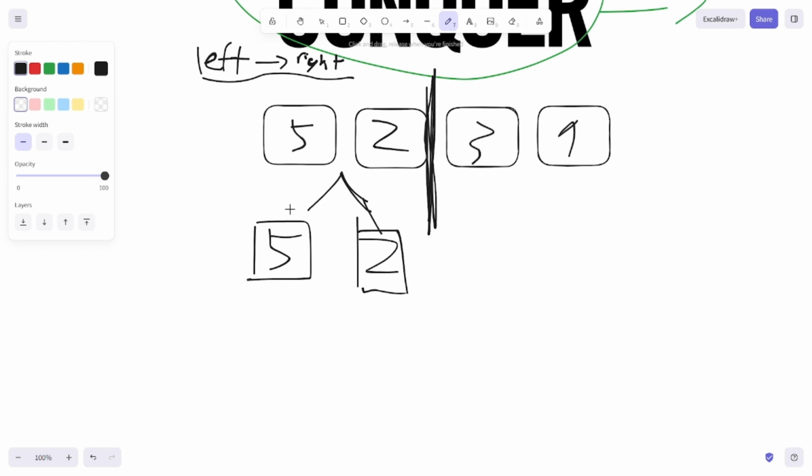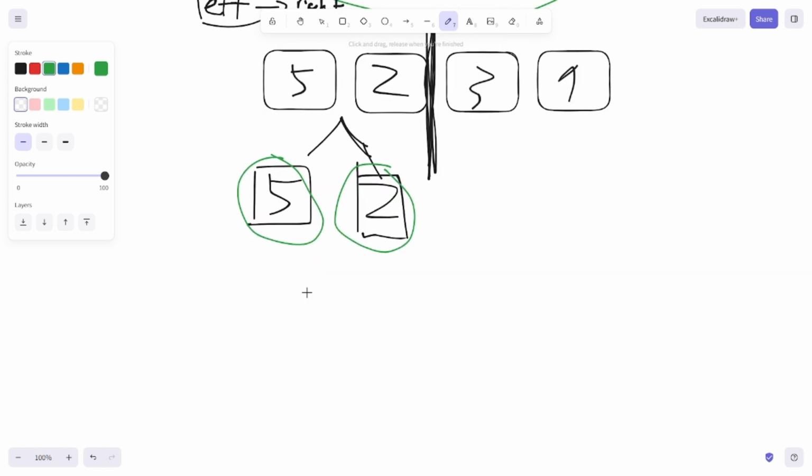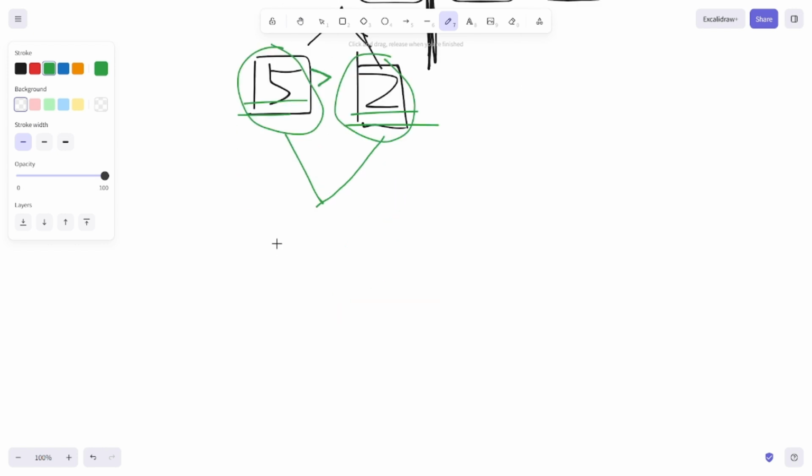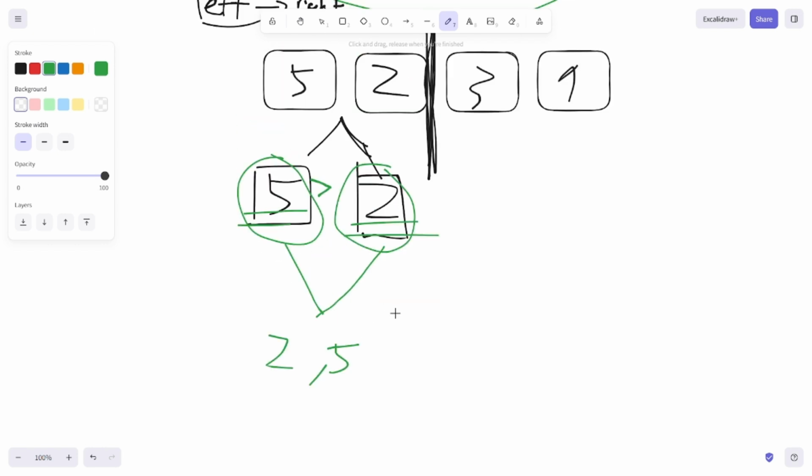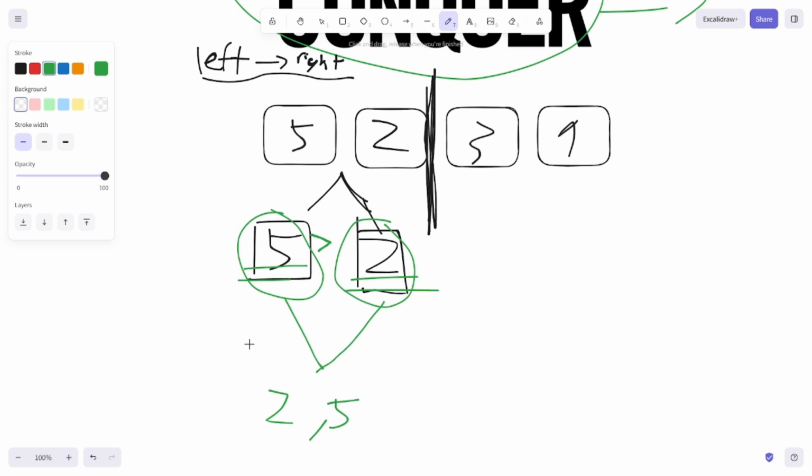So 5 and 2 are now the smallest point you can get to. After you get to the smallest point, we are now going to merge 2 and 5. What is smaller between 2 and 5? Obviously 2 is smaller than 5, so we're going to put 2 first and 5 after. We're going to repeat what we did on the left side, now on the right side.